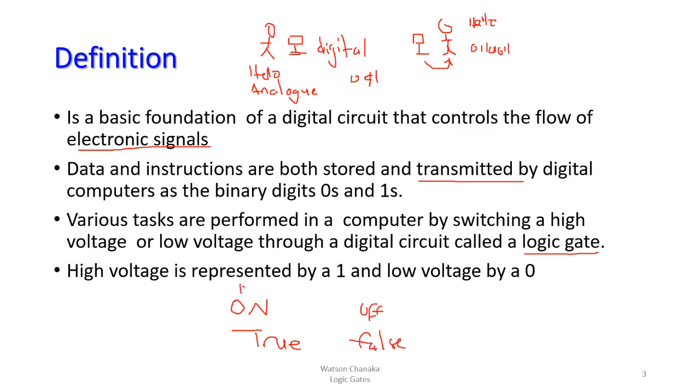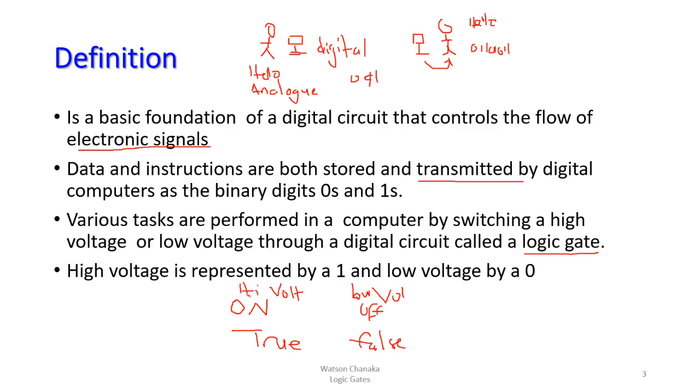Some use high voltage, so I have to abbreviate here. Writing with the mouse is a little bit difficult. Okay, high voltage, and here it will be low voltage. So these are the three terms which can be used when you're talking about logic gates. So don't get confused.